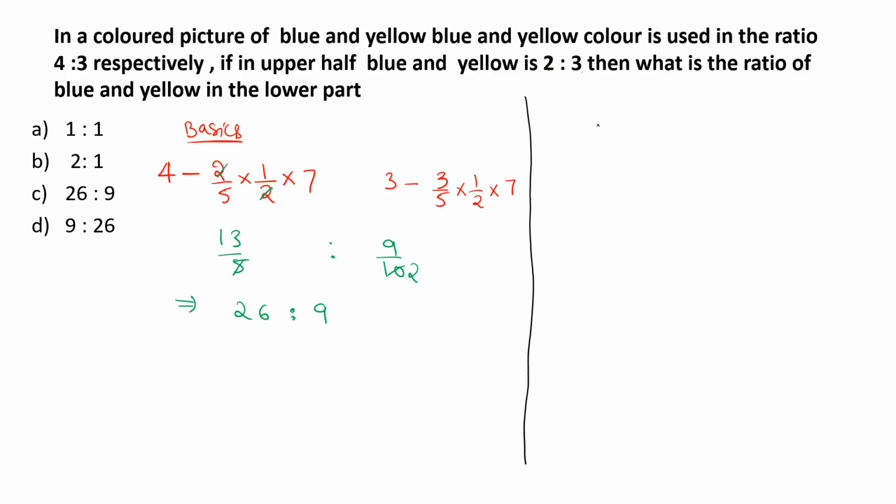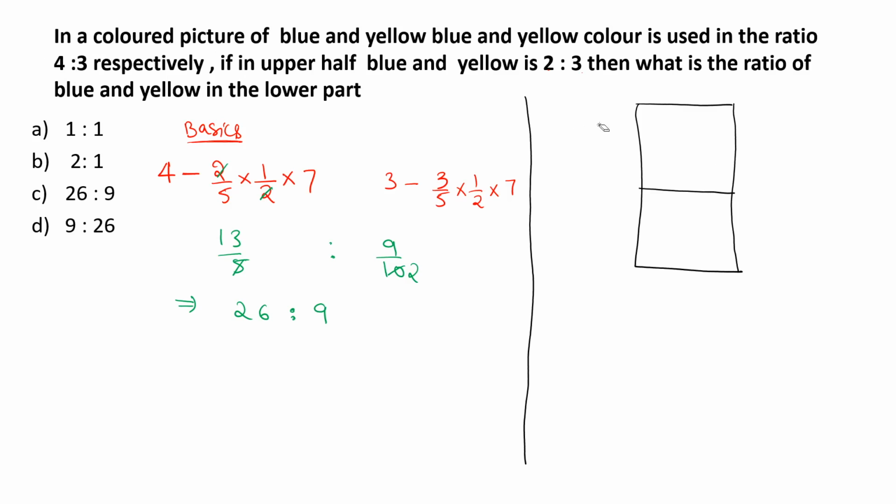Okay, there is a picture, and it is divided into 2 equal parts. The total value of the picture would be 7. That means when we painted that picture with blue and yellow, it was finished. That means when we used 7 units, it was finished.